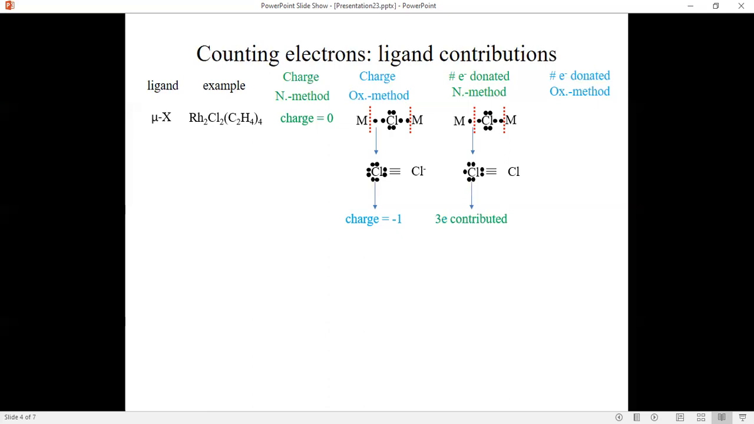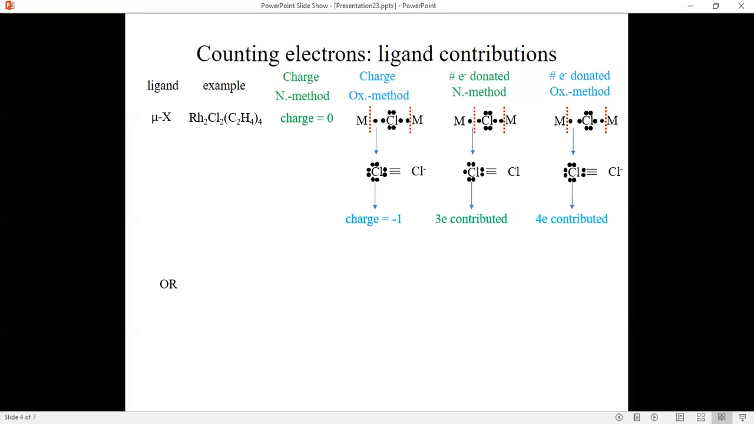So the number of electrons donated in the oxidation state method is what? You have to cleave all the bonds heteroleptically. So that produces chloride ion, as we previously determined. So how many electrons are being contributed in this case by the ligand? 4. Yeah. Okay.